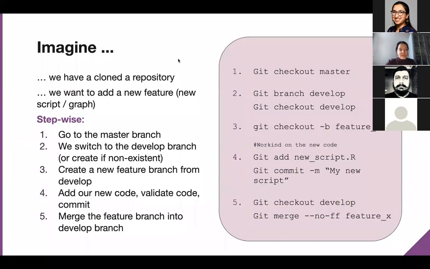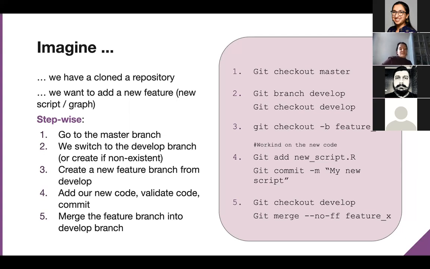So imagine we have cloned a repository and you want to add a new feature, new script, new graph. What you would do is go to your repository, to the master branch. Following good practice, we switch to the develop branch or create a develop branch if not present. From the develop branch, we start a new feature branch. On this feature branch, we would add our new code, validate the code, and add and commit our changes.